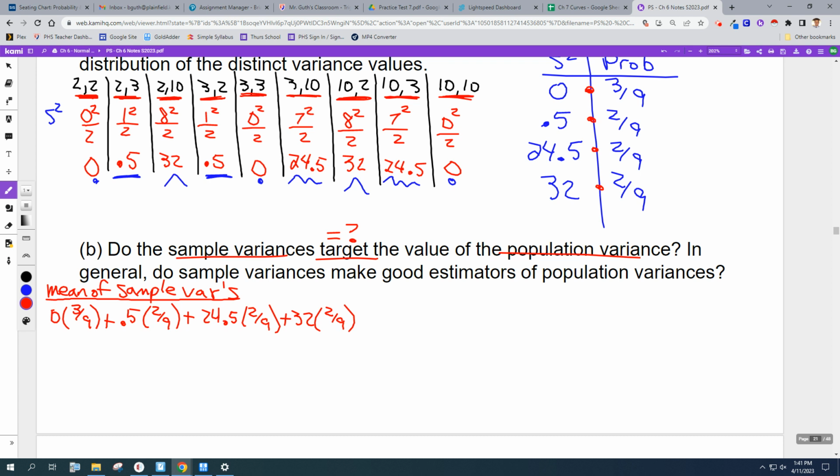And we've done that before. We found the expected value of the numbers in the probability distribution. So you would want a calculator. I'm going to skip over that to be quick, but once I plug all that in, I get about 12.67. That's the mean of the sample variance. So now we do the population variance. Because after all, that's what we're trying to do. We're trying to show the sample variance equals the population variance.